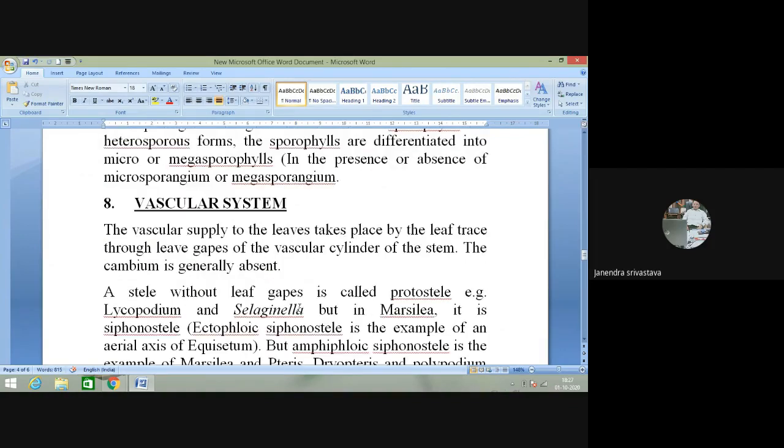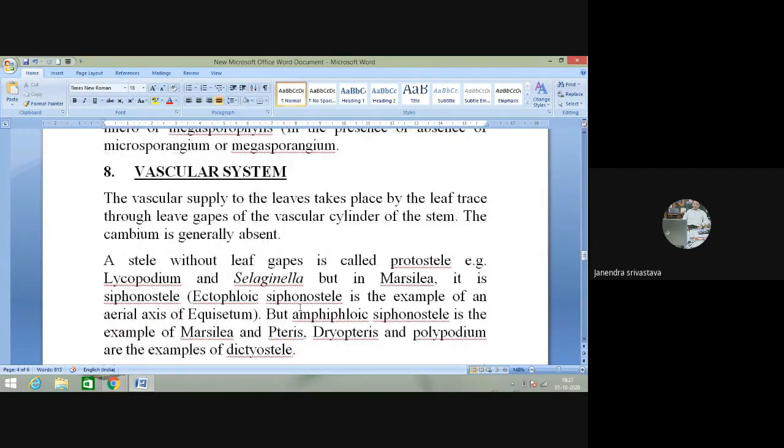Vascular system. The vascular supply of the leaves takes place by the leaf trace. A stele without leaf gaps is called a protostele, which is present in Lycopodium and Selaginella. In Marsilea, it is a siphonostele. The amphiphloic siphonostele is exemplified by Marsilea and Pteris, while Dryopteris and Polypodium have the dictyostele.